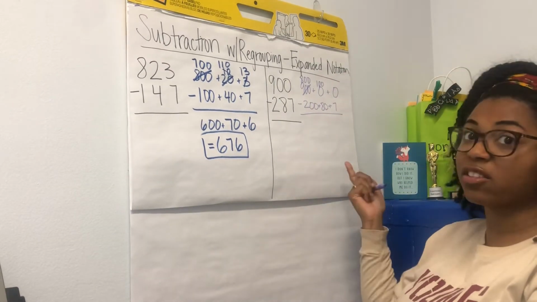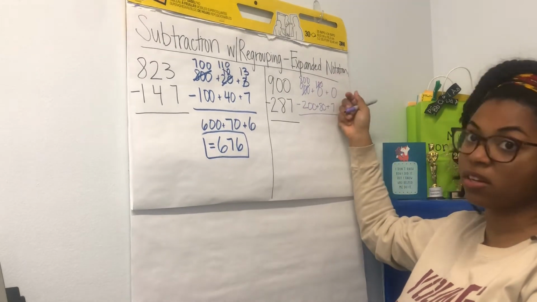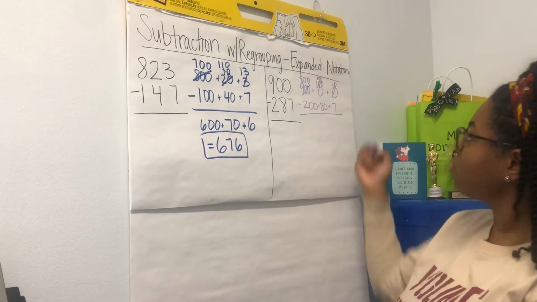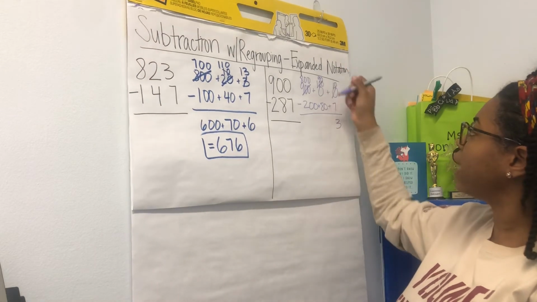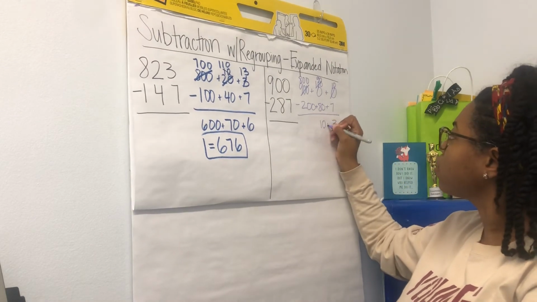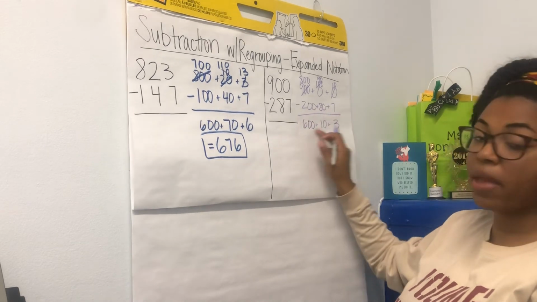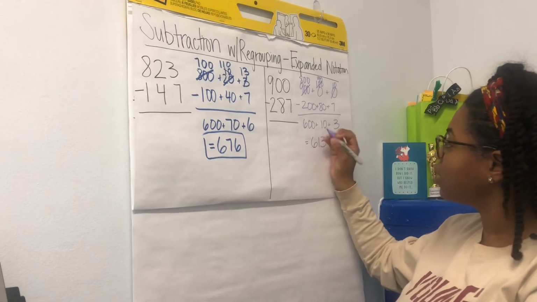I need it in the 10. So now I need to regroup again. I'm going to break this up and take 10 to put over here. That leaves me with 90 over here. Now I have enough to subtract. Okay, 10 minus 7 is 3. 90 minus 80 is 10. 800 minus 200 is 600. Now let me add this up and put it back into standard form. 613.